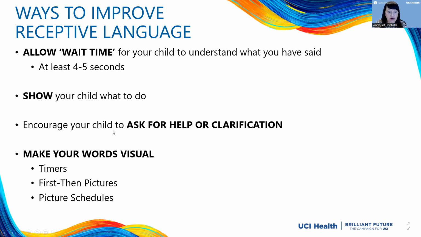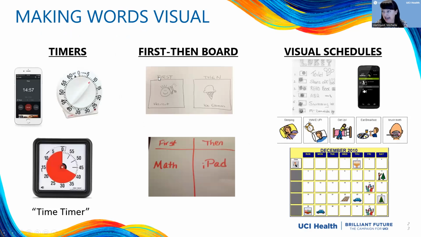For our older children, we want to encourage them to ask for help or clarification. So it's okay to not understand what you're supposed to do. And we want to make sure that we support our children in their willingness to ask for help. We also want to make our words visual. So using timers, using first then pictures or picture schedules is a great way to do that. Here's some examples of how you can make your words visual.